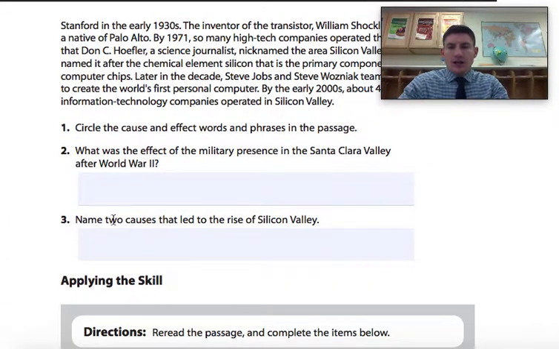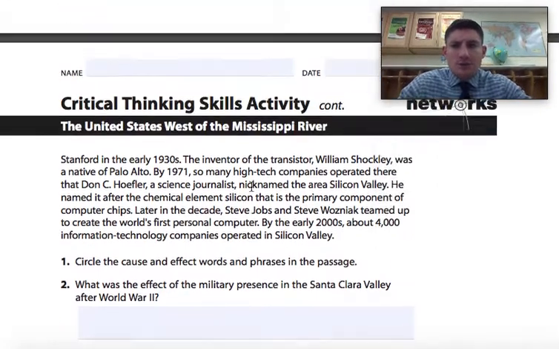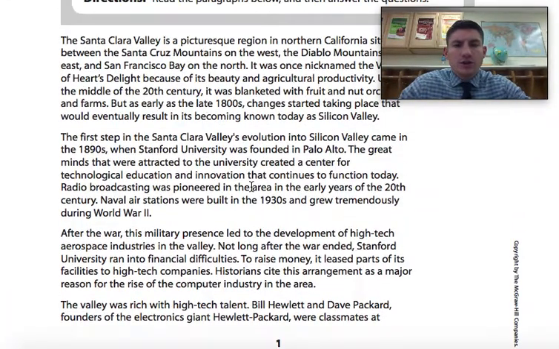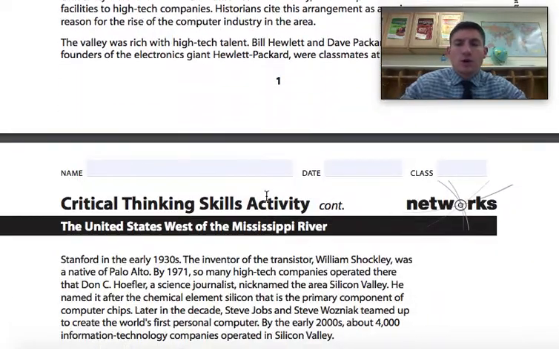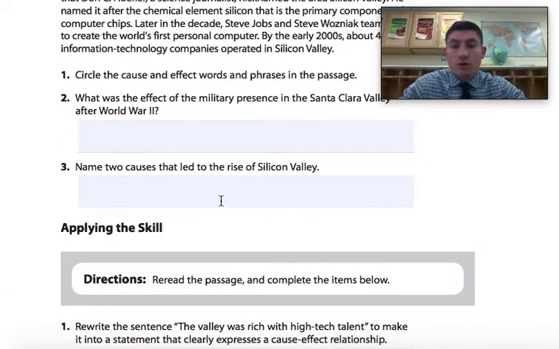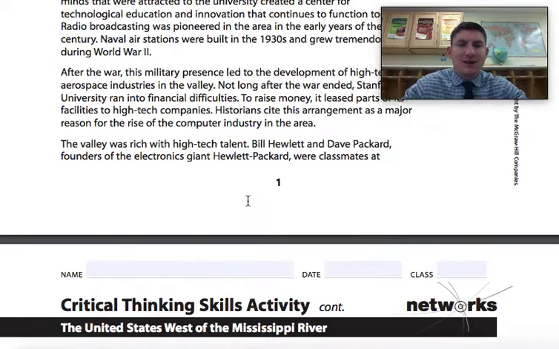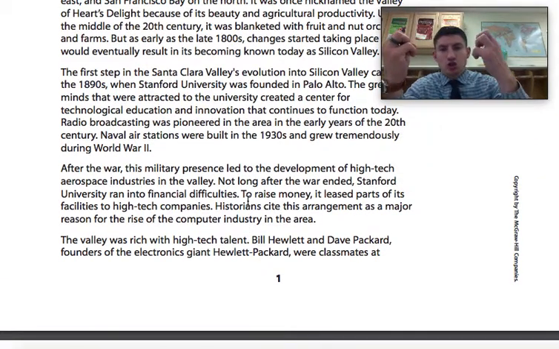Number 3, name 2 causes that led to the rise of Silicon Valley. The first cause that was presented was the shift from an agricultural-based area to an area of innovation and education. And the prominent university that was listed here was Stanford University. So because Stanford is here, it's now attracting people in the form of education and innovation to this region. The next reason for the rise of Silicon Valley is that a place of education leads to innovation.